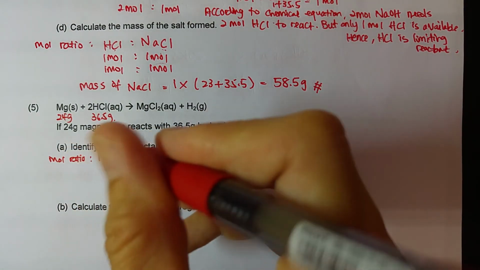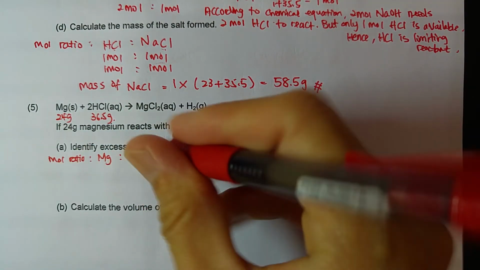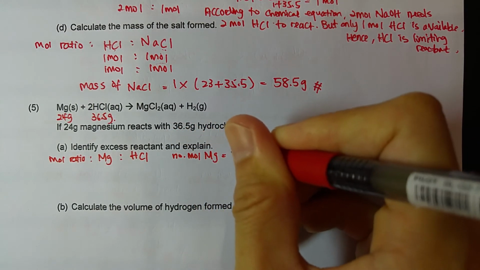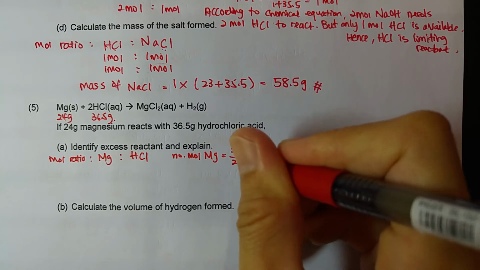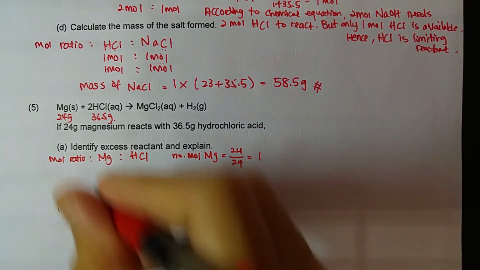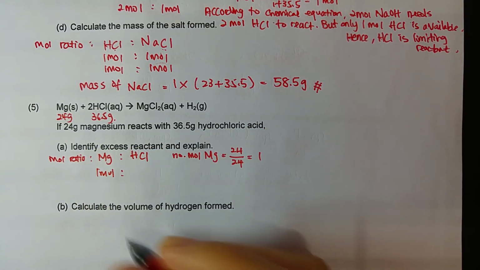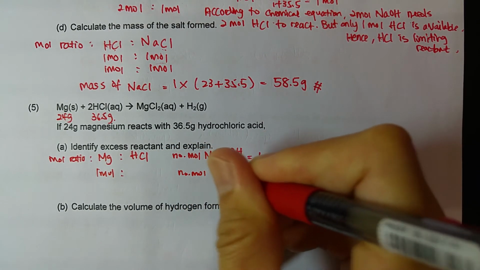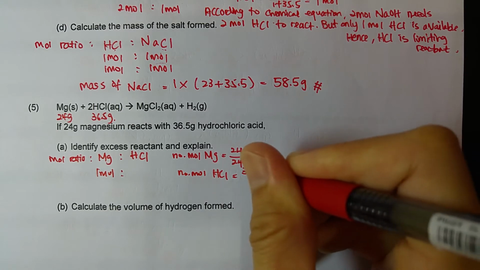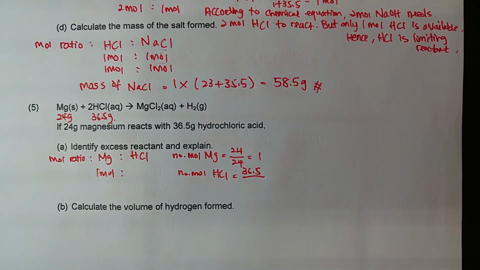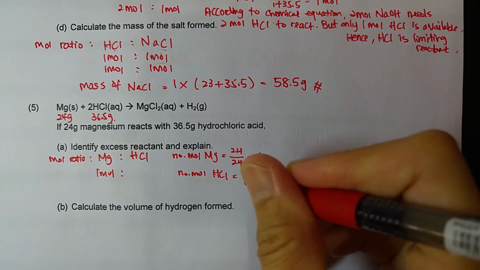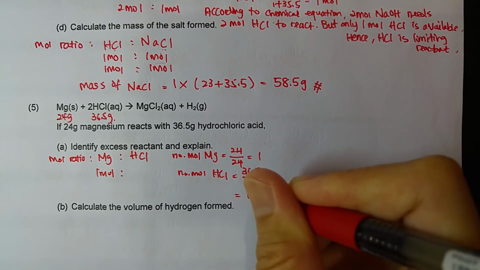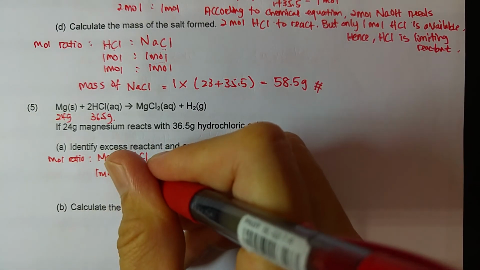Mg is what? Mg is 24 gram. So what would be the number of mole of Mg? That would be 24 mass divided by the Ar, which is 24, which is 1 mole. So this is 1 mole. HCl is how much? Number of mole HCl, which is 36.5 divided by Mr for HCl. H is 1, Cl is 35.5, which is 1 mole as well. So this is 1 mole.